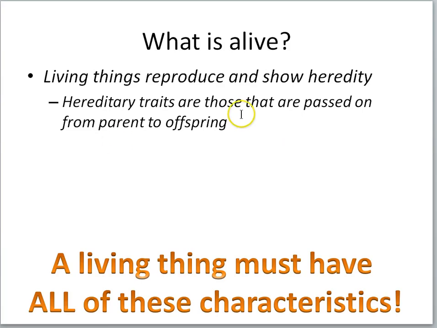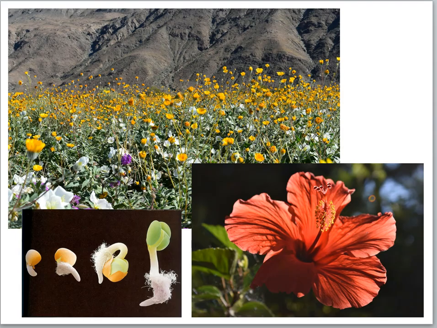Living things reproduce and show heredity. And hereditary traits are those that are passed on from parent to offspring. So, of course, the flower, for example, is the reproductive structure of certain plants. And here we see a field of flowers. And the resulting union of the pollen with the egg forms a seed. Of course, the seed can be shown growing here. So plants are living things that reproduce.